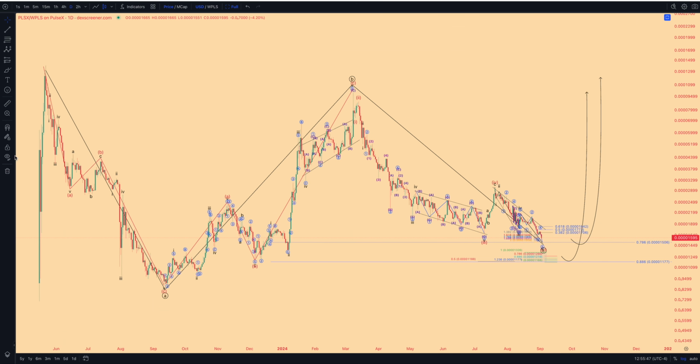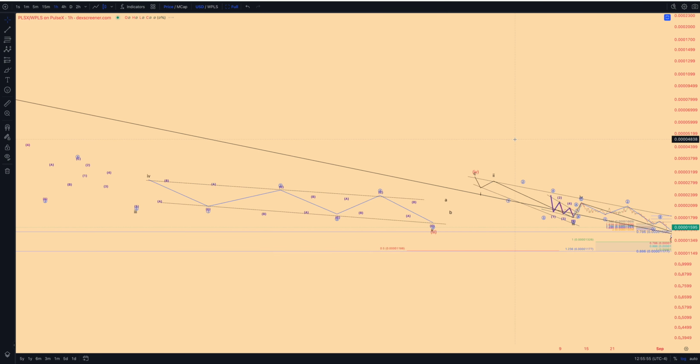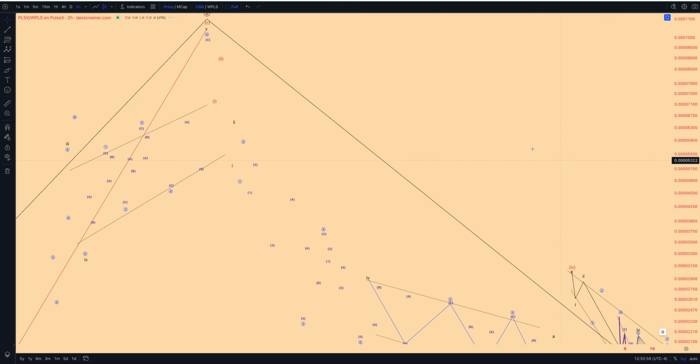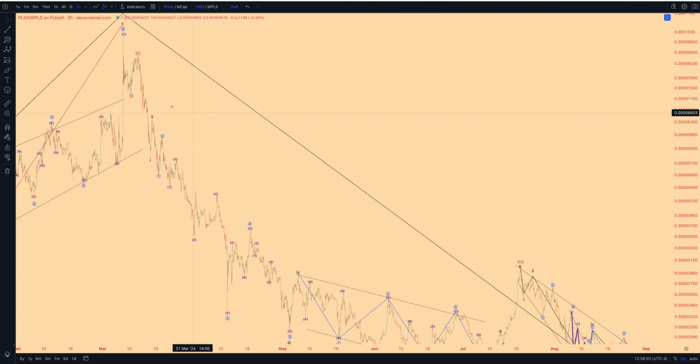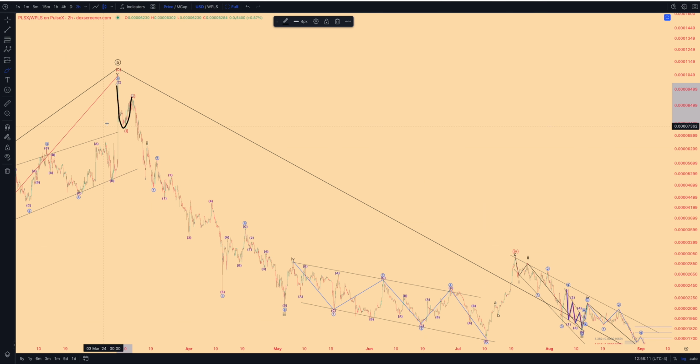So we analyzed the A and the B wave: 3 down in your A, 3 up in your B. But let's take a look at the C wave. So let's zoom in here on the 2-hour time frame, going all the way back up to March. So you have your wave 1, your wave 2, and then for your wave 3, we have another 5 down.